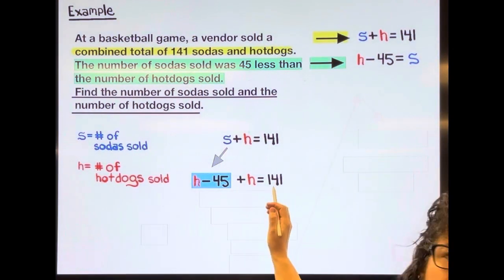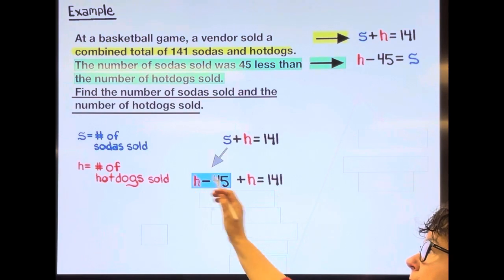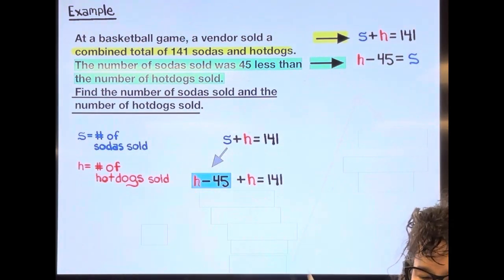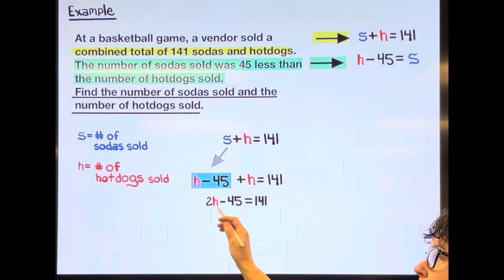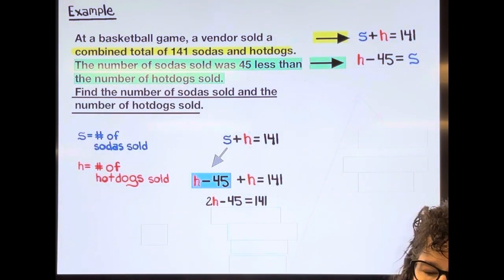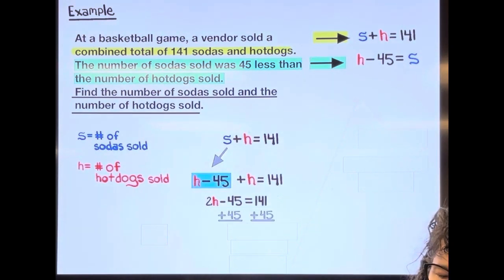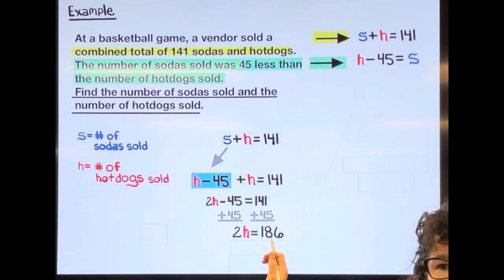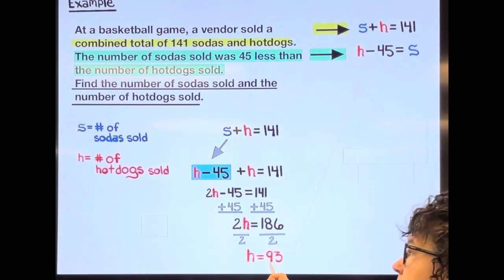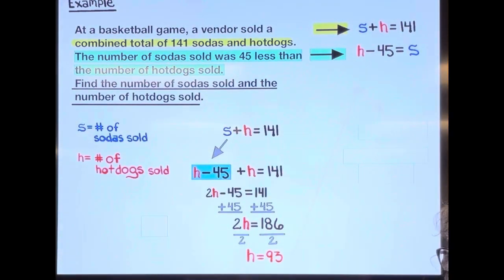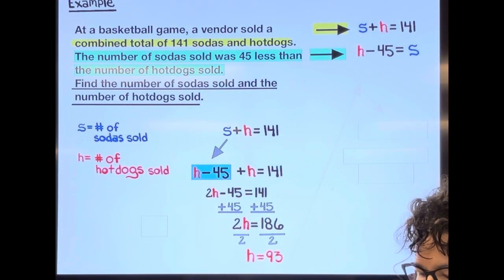Now this equation only has one type of variable in it, and H plus H on the same side makes two H's. To finish solving this, getting H by itself, I want to add 45 to both sides to get the H by itself. And I end up there with 2H equals 186. Divide both sides by 2, and I get 93 hot dogs.